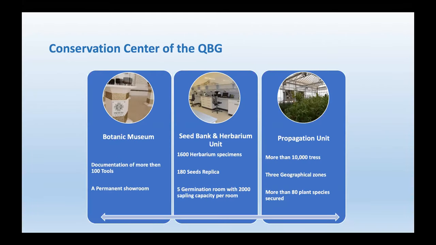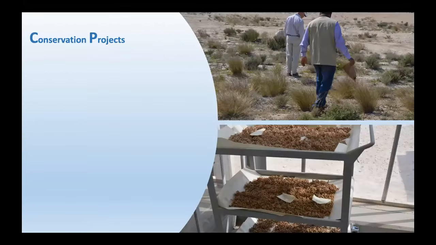Sorry, one more thing. The last unit is the nursery and propagation unit. We have over 10,000 trees, and we secured 80 plant species that the Qur'anic Botanic Garden is concerned about.